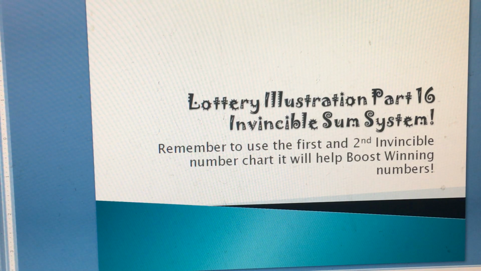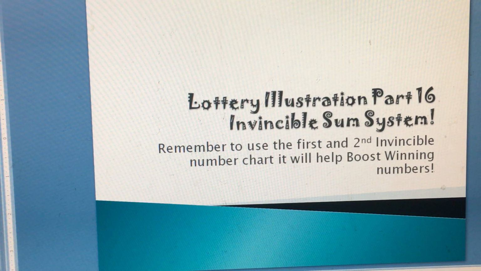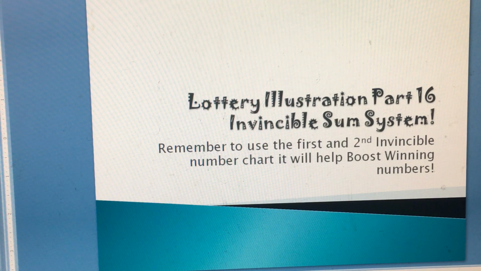I'm going to do my newest system, illustration part 16. It's not the newest system, because part 1 to part 16 is considered one system. The system is broken up part by part, so this is one part of the system: Lotto illustration part 16, the Invincible Sum system. Remember we have invisible numbers. Now we're using the Invincible Sum system. Let's get to the definition of what the Invincible Sum system is.